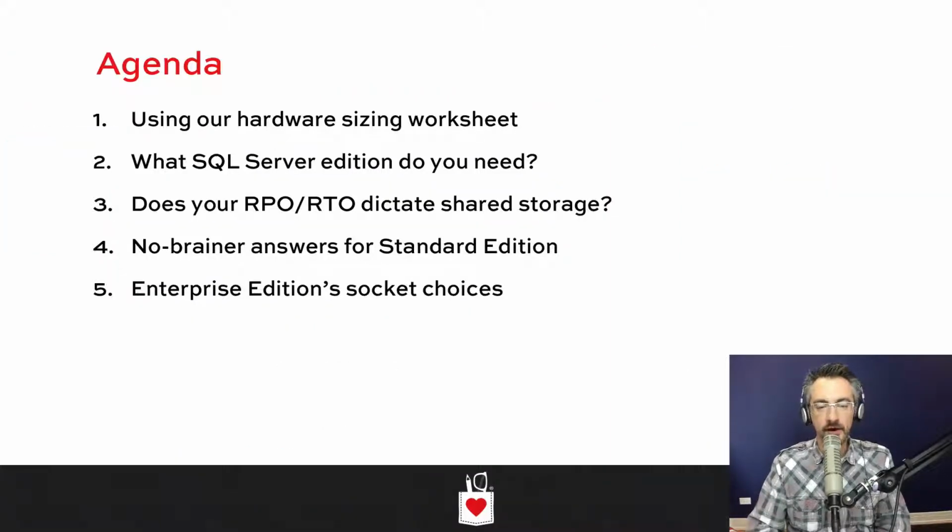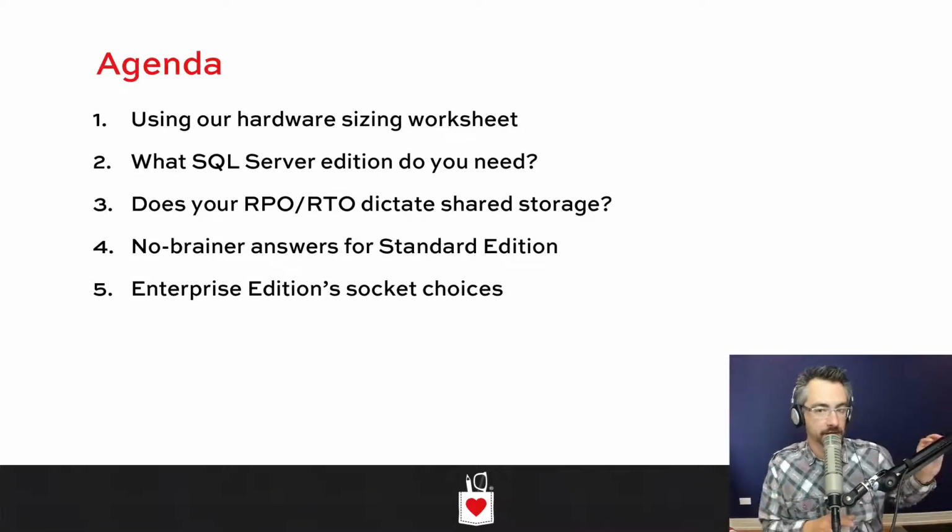So what we're going to talk about is a set of worksheets in our first responder kit. In our first responder kit, there's this Excel spreadsheet that says it's a hardware sizing worksheet, and it's not exactly self-explanatory. I'm going to explain how I use it with clients. Then we're going to talk just briefly about the differences between SQL Server editions, and then whether or not our RPO and our RTO require a SAN.